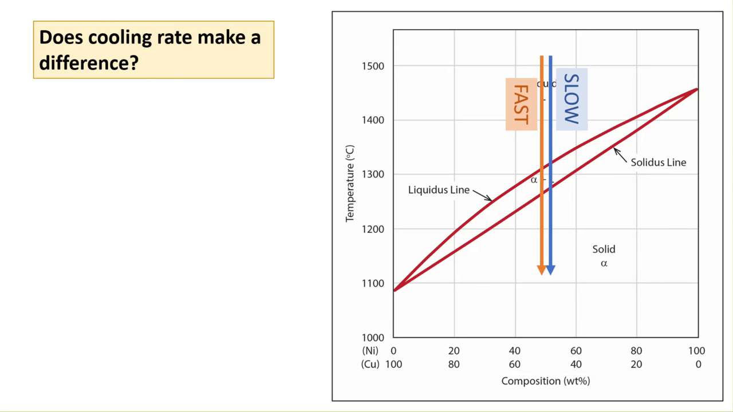But if we cool the liquid slowly, there is adequate time for the phase composition to balance out through diffusion and retain a single phase solid. We will be looking at that in more detail. But first, let's see what copper-nickel alloys are used for.